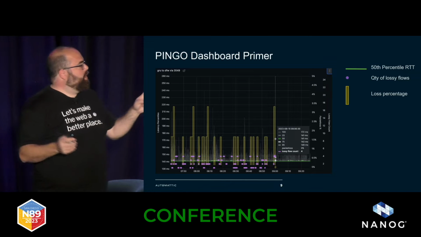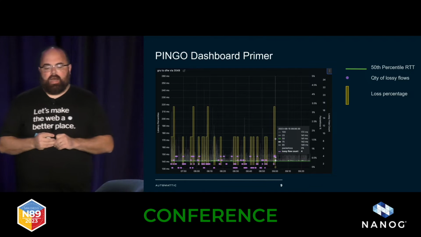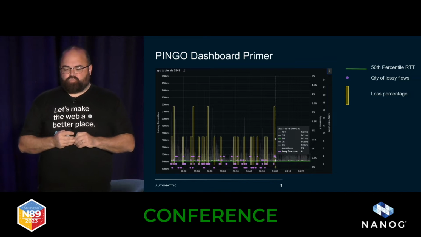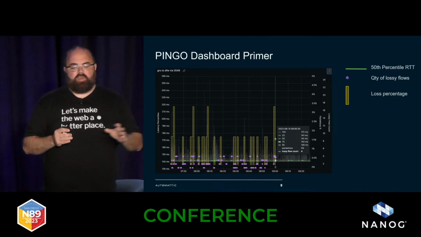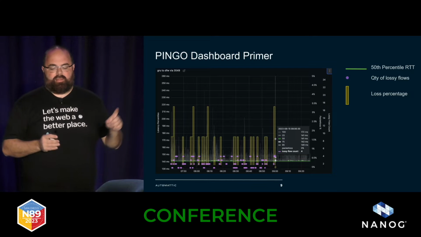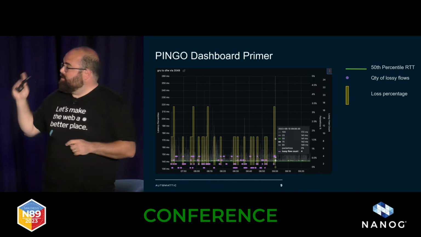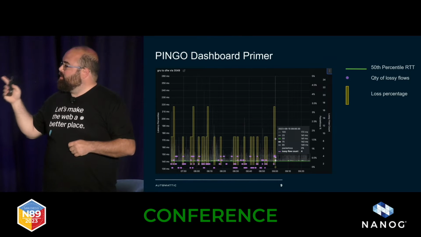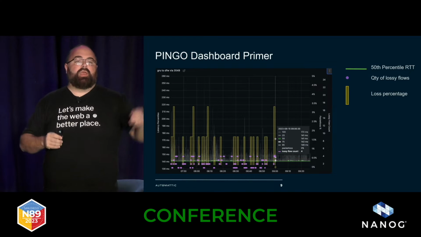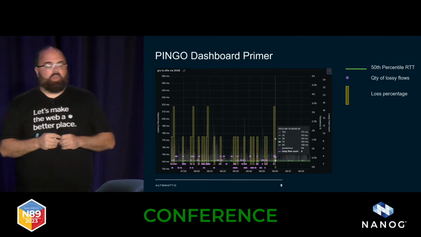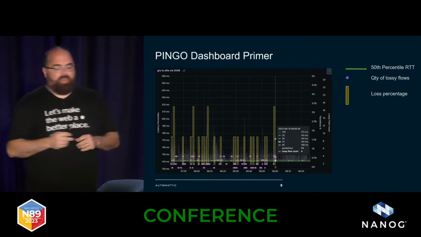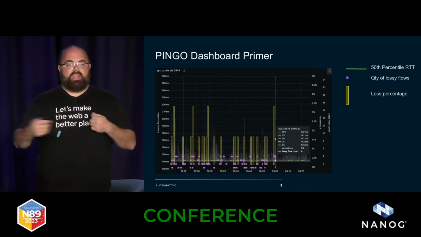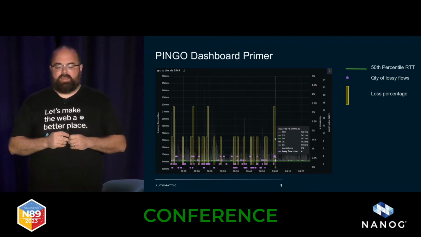So we'll go to a dashboard primer so you can get an idea of what you're actually looking at. First, it's probably a good idea to show you what you're seeing. These are the combined latency and loss graphs for a single combination of outgoing and response providers. So I think this one's actually 3549 outbound with a response that egresses from the remote side on 2914.